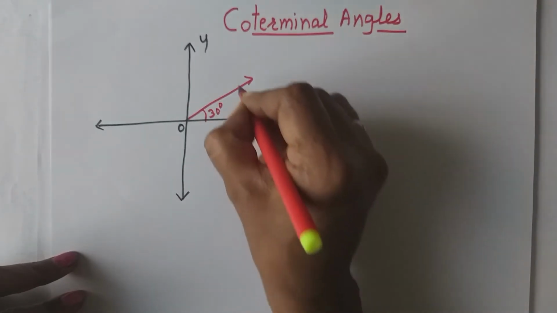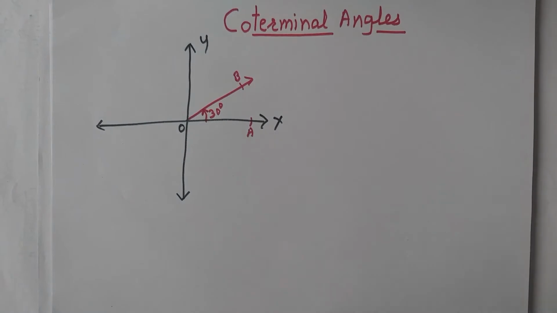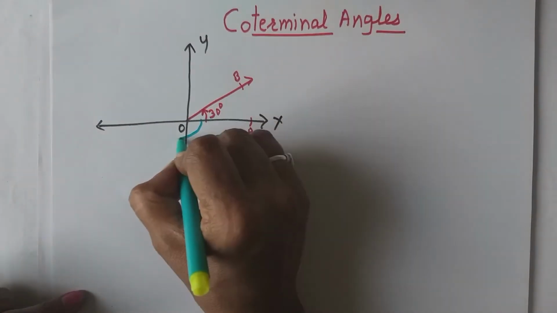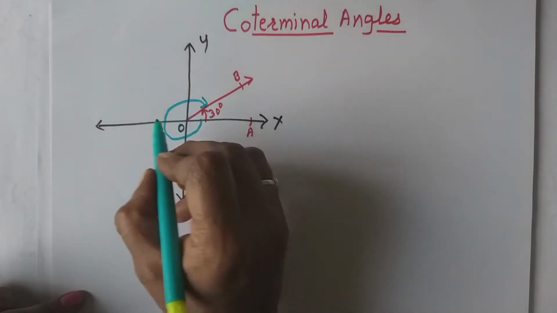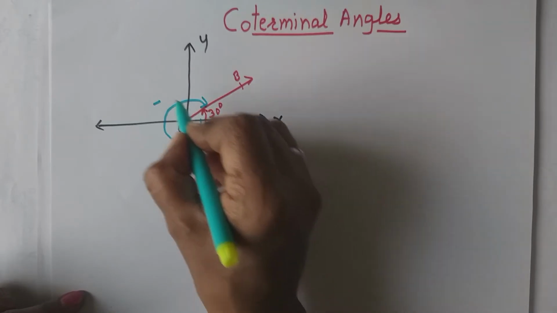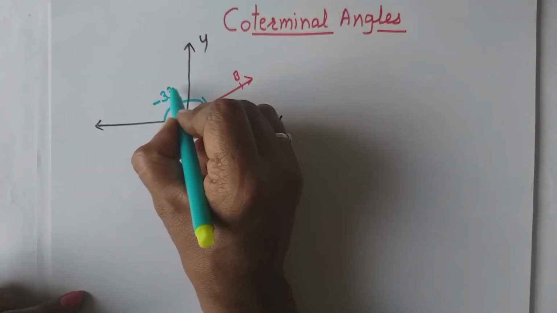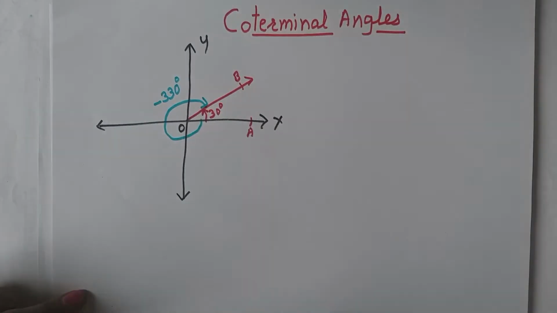Angle AOB, rotating from A to B. Now, consider the next angle. What is this measure? This is one complete rotation but less than 30 degrees, that is 330 degrees. And the rotation is in the clockwise direction, therefore minus 330 degrees.